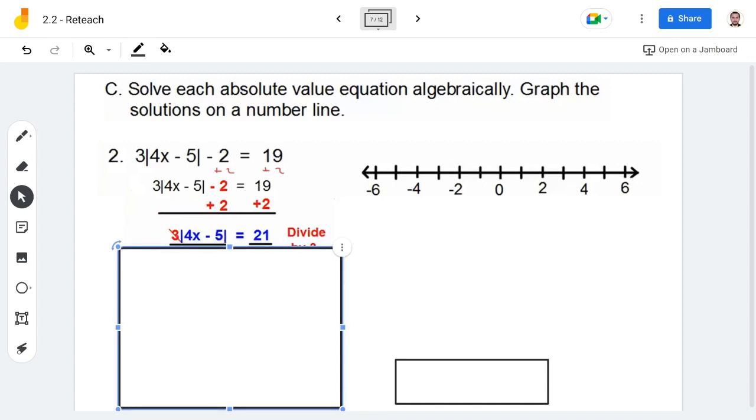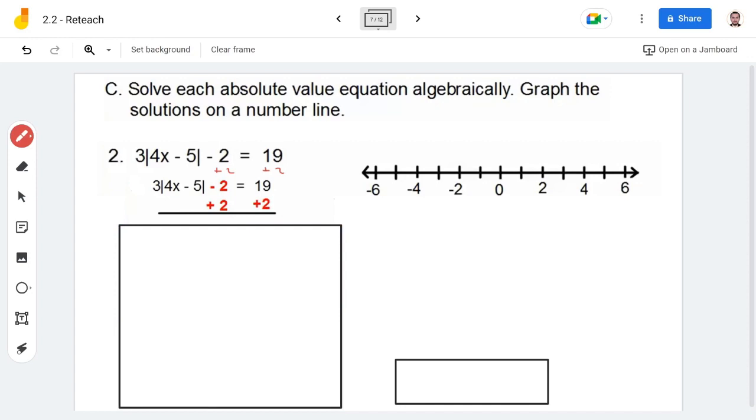Okay, let me stop here so I can explain to you. As you can see here, my function has become 3 absolute value of 4x minus 5 equals 19 plus 2 equals 21. Now just pretend the absolute value, which is 4x minus 5, you need just to pretend this one is like a bracket or a whole box.